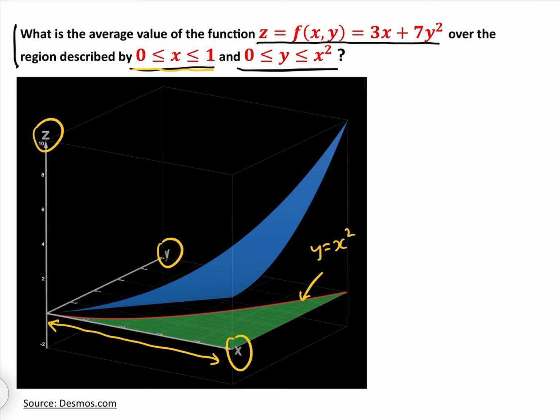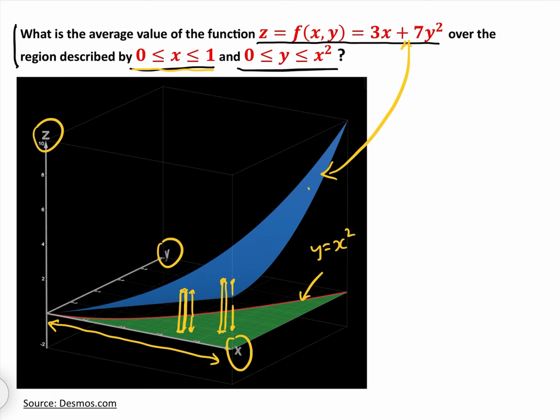So the green area is the region on which we are going to do our double integration, and the blue bit here is the function z equals 3x add 7y squared. So when we do our double integration, over the entirety of the green region we are going to sum the volumes of all of the little cuboids which go delta x, delta y and up by the value of z, and we're going to sum all of that up, and that will give us the volume underneath this surface here.